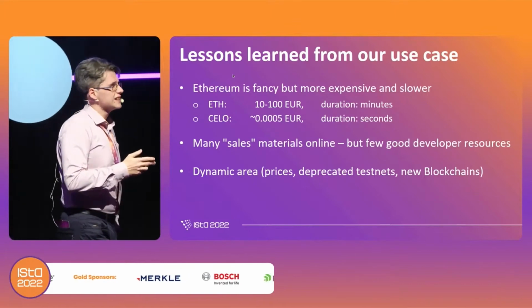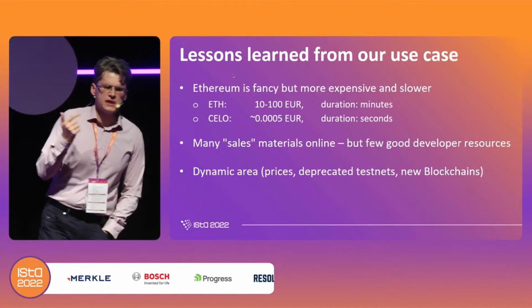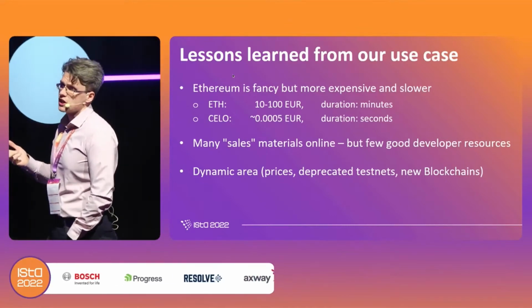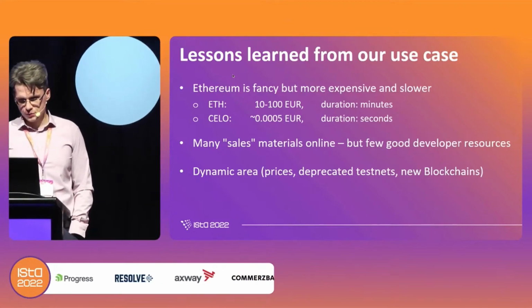And then it's a dynamic area. And this has many implications, like the prices are volatile. Testnets get deprecated, as I mentioned. One happened last week. New blockchains are introduced almost yearly. So be prepared for that aspect of it.